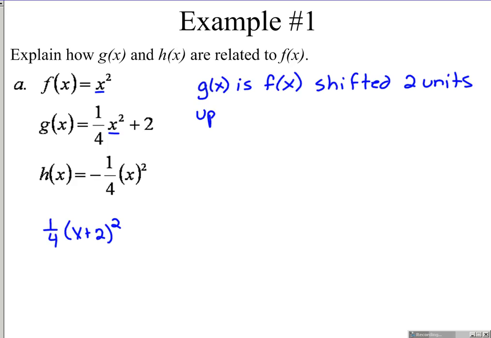And that coefficient of 1/4 is then also going to shrink it vertically. So g of x is f of x shifted 2 units up and shrunk vertically.